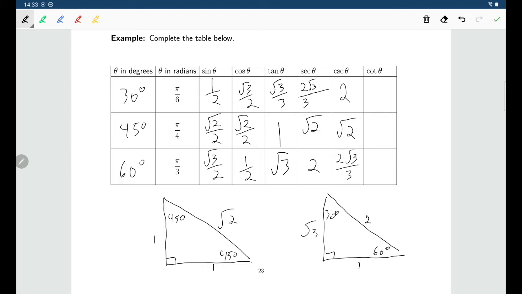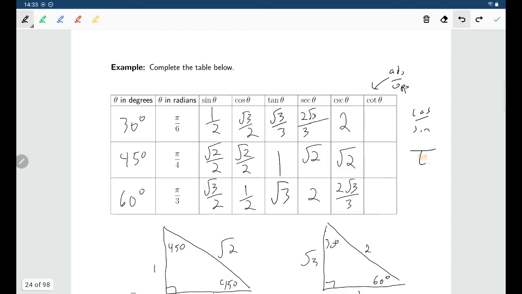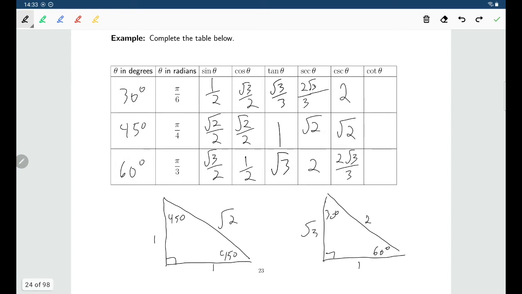And you could do the same thing for cotangent. You could say it's either adjacent over opposite. You could say it's cosine over sine. You could say it's the reciprocal of tangent. And all of those would be ways to get to the final results for cotangent of 30 degrees, 45, and 60 degrees. So you could find out that cotangent of 30 degrees is root 3, cotangent of 45 degrees is 1, and that cotangent of 60 degrees is root 3 over 3.